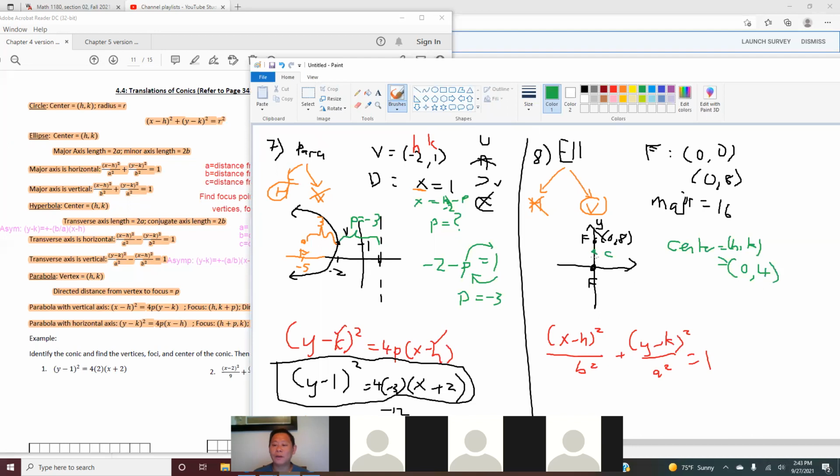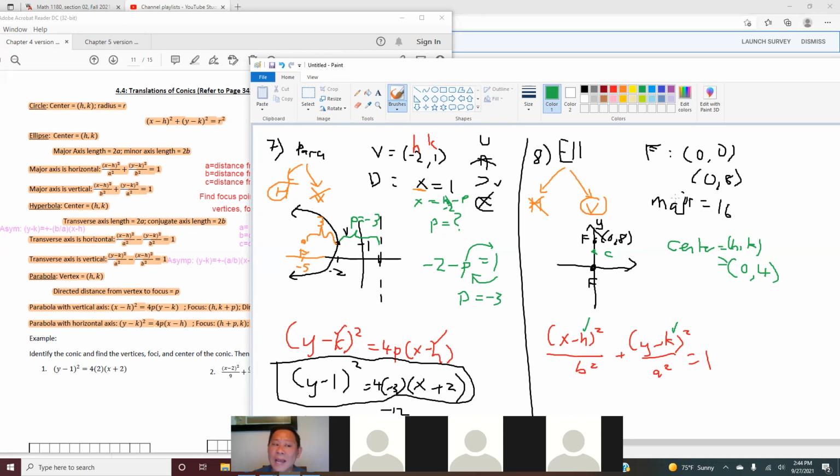We know from here to here is 8. That means from here to here is 4. So the location of the center is 0, 4, or the midpoint of this. Midpoint means you add them up and divide by 2. 0 plus 8 added up and then divided by 2, you get 4. So we know this is your HK.